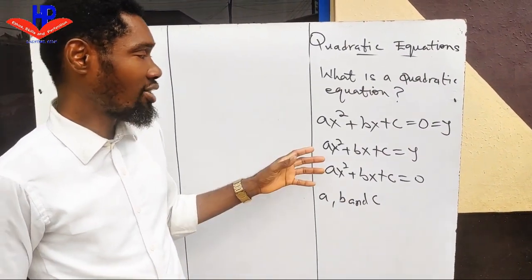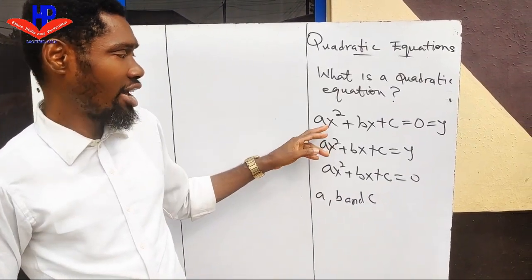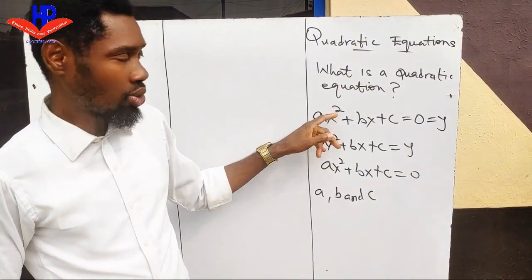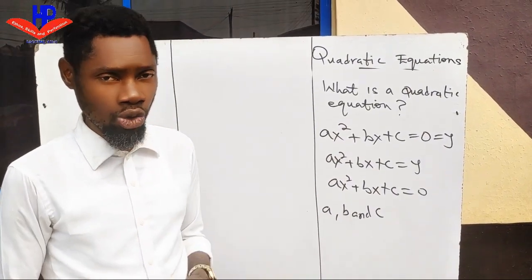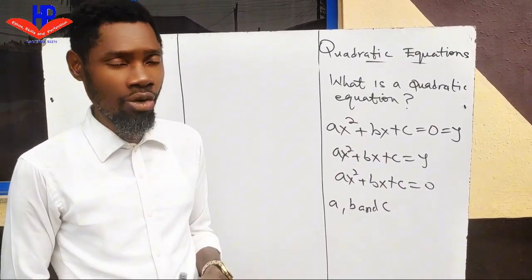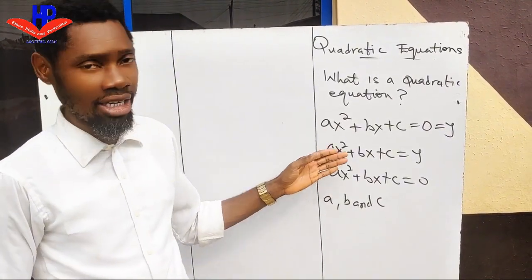So if you're asked to define what a quadratic equation is, you will notice that the highest power is 2. So a quadratic equation is also an equation with degree of 2, or that has the highest power to be 2. So that is a quadratic equation.